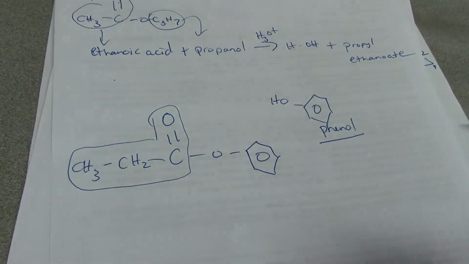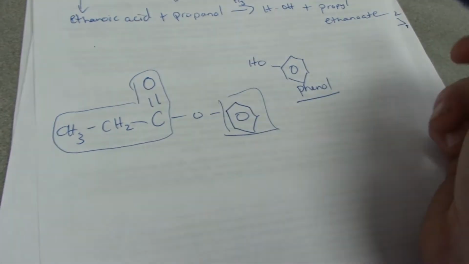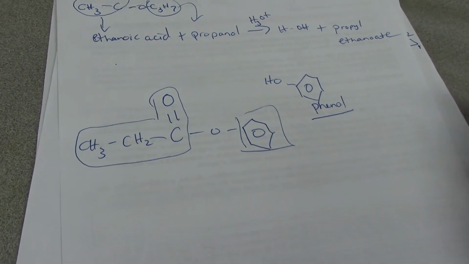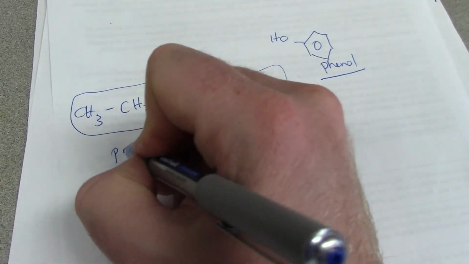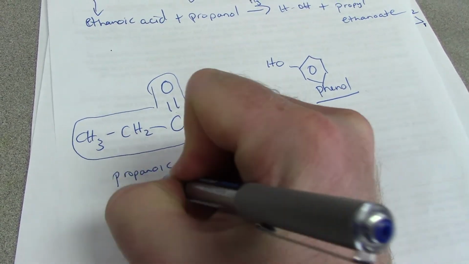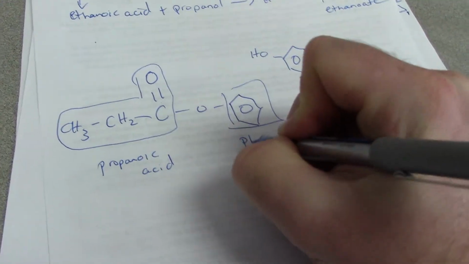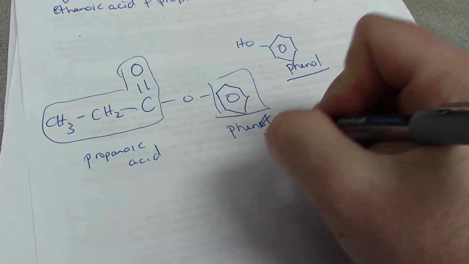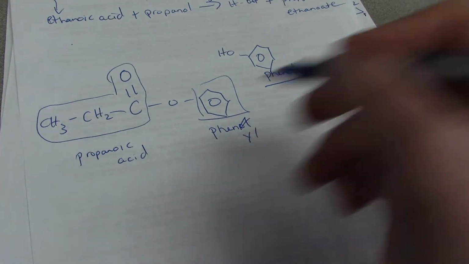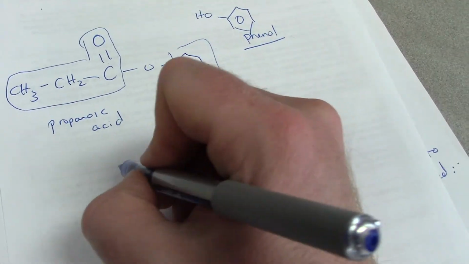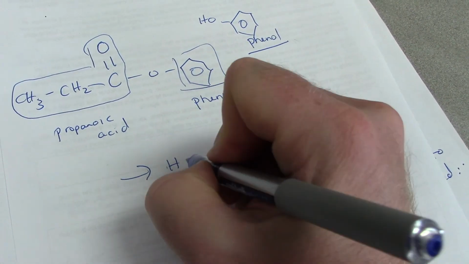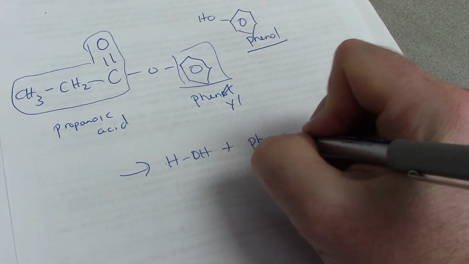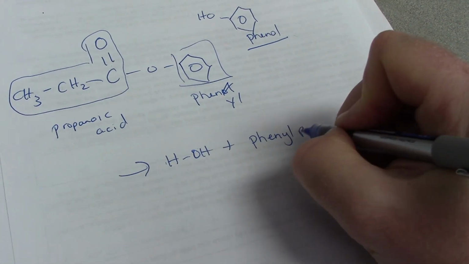This is the carboxylic acid side, and this is the alcohol side. And we've gotten rid of the hydroxide and have the single bond O now. So this is propanoic acid. And this is phenol. So to get rid of the alcohol, I turn it into phenyl. So this becomes water, obviously. And then I have phenyl propanoate.